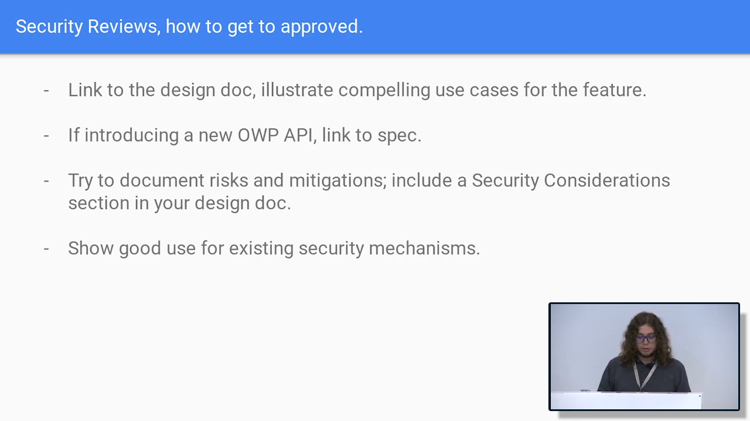And finally, show good use of existing security mechanisms. One of those is having a fuzzer if you're writing a new parser, making sure again that you have tests for anything that you're running that will catch any bugs early, and just in general, show good use of all the recommendations that I talked about here.